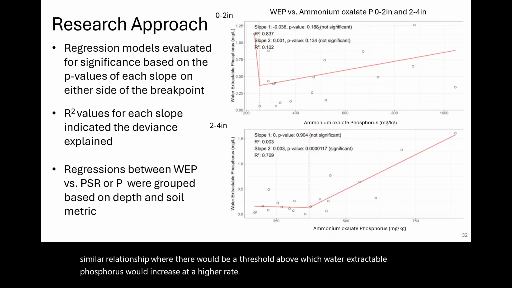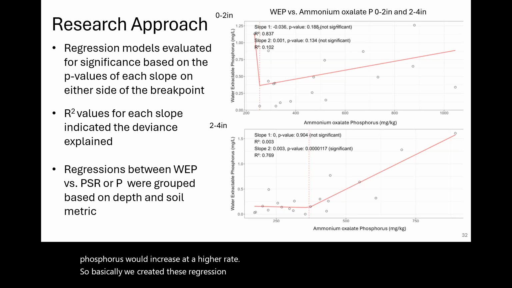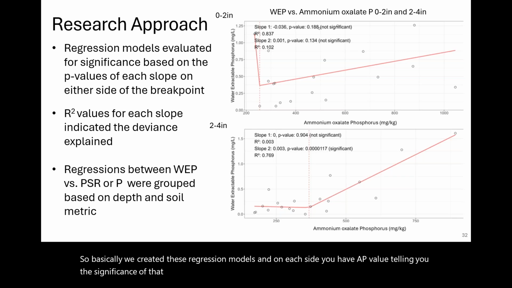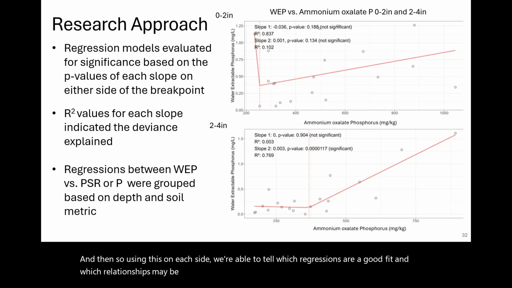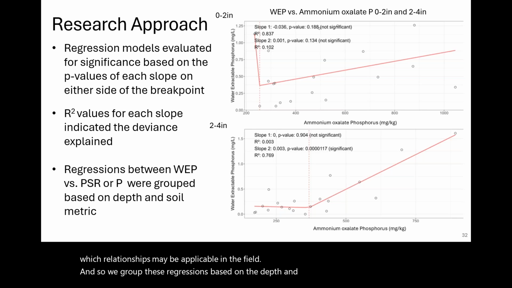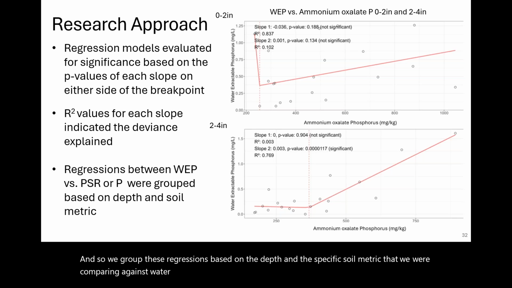So basically, we created these regression models, and on each side, you have a p-value telling you the significance of that slope and an r-square value telling you the deviance explained. And then using this on each side, we're able to tell which regressions are a good fit and which relationships may be applicable in the field. And so we grouped these regressions based on the depth and the specific soil metric that we were comparing against water extractable phosphorus.